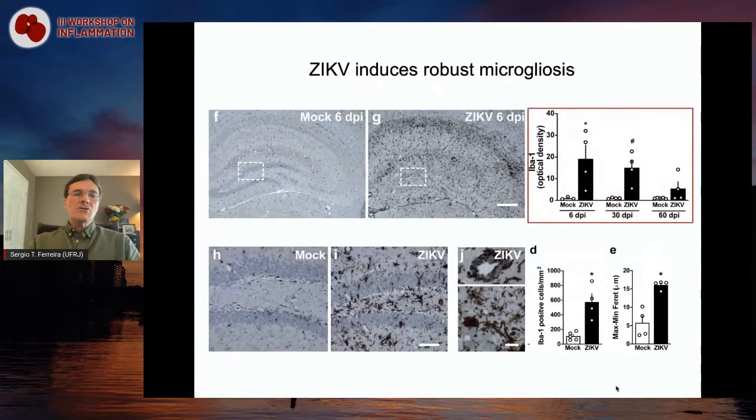Now, in addition to synapse damage and memory impairment, which I didn't have time to show, what they found was that there was a really marked increase in the number of IBA1 positive cells. So we see here the hippocampus of a mouse that was infected by Zika virus compared to a control mock-infected mouse. So there are a few microglial cells here and a lot of microglial cells here.